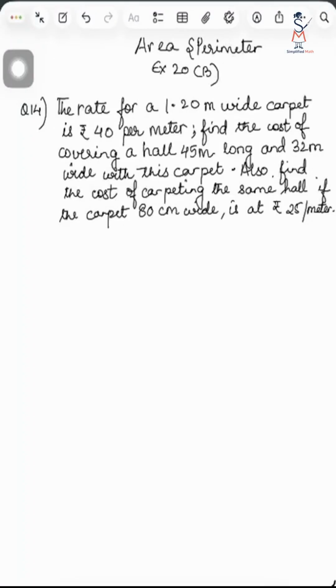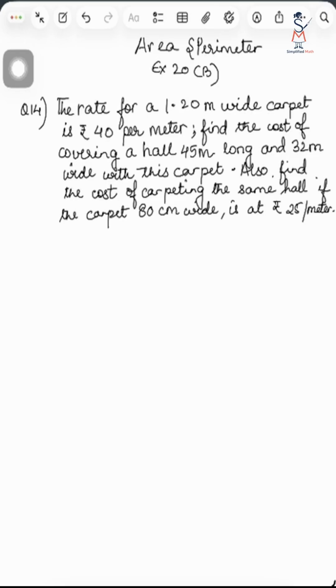Hi, we are doing area and perimeter exercise 20B, question number 40. The rate for a 1.20 meter wide carpet is rupees 40 per meter. Find the cost of covering a hall which is 45-meter long and 32-meter wide with this carpet. This is the first part. The second part is also: find the cost of carpeting the same hall if the carpet 80 centimeter wide is at rupees 25 per meter.